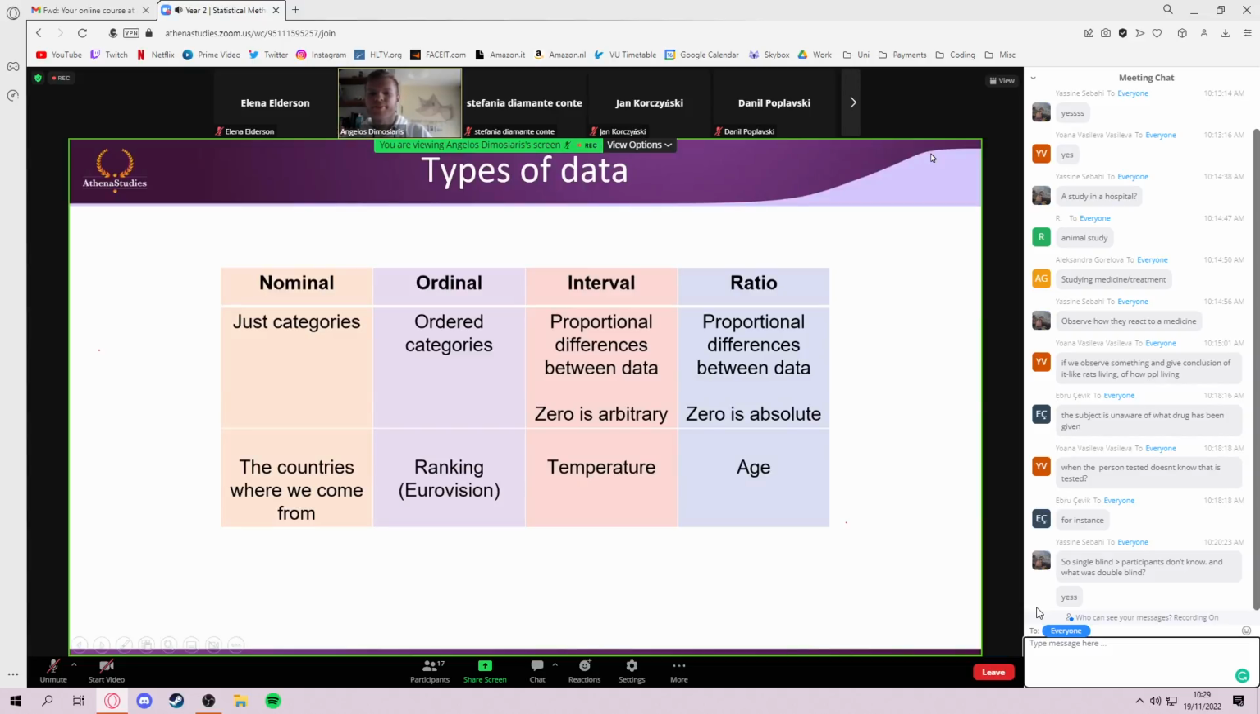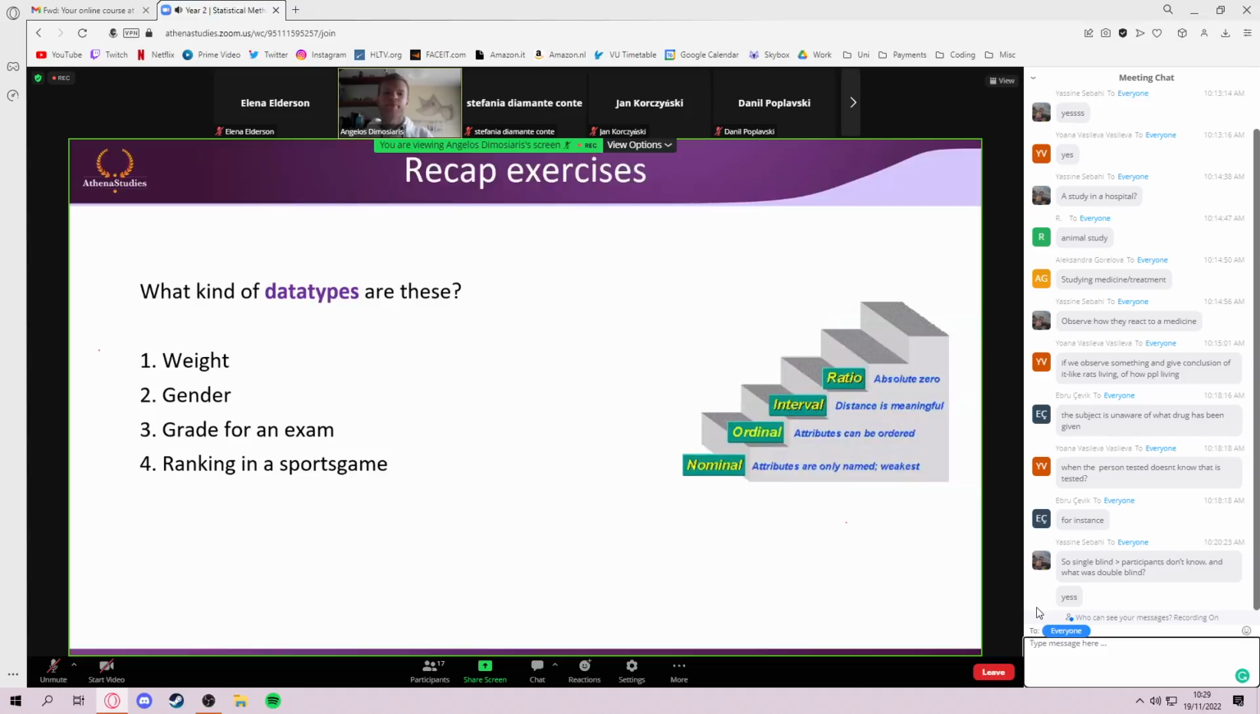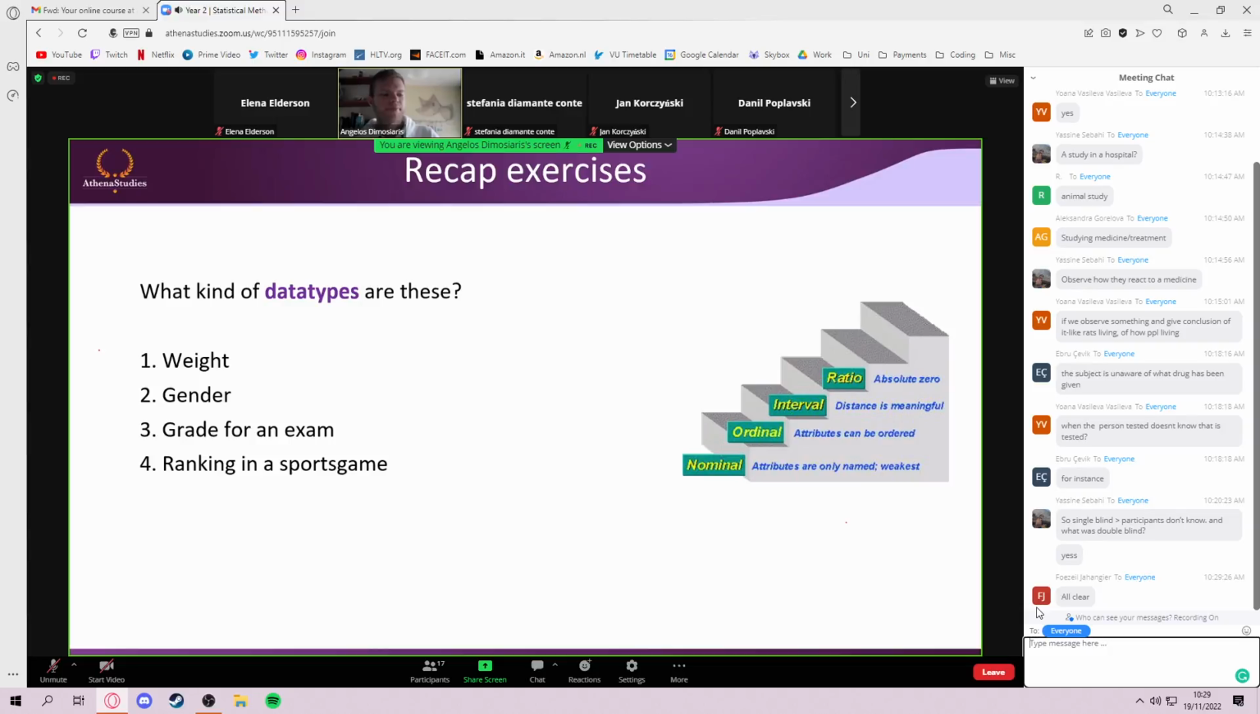Any questions here? Cool. So let's practice with that. Okay, perfect. So what kind of data types are these examples here? So let's first talk about weight. What kind of data type is weight?